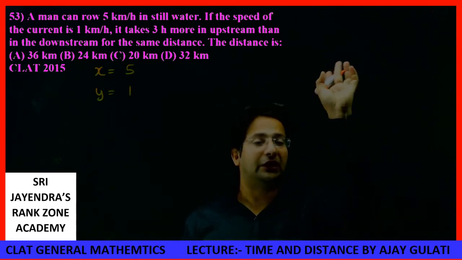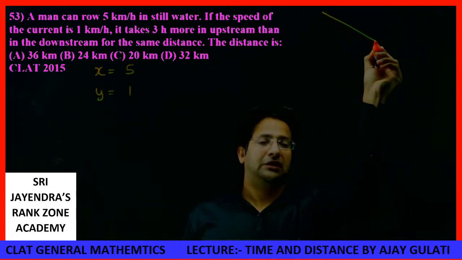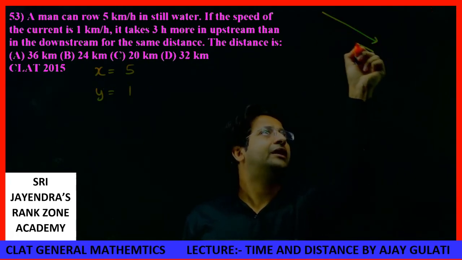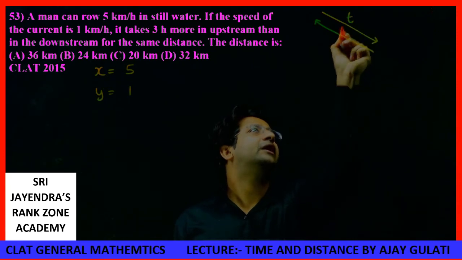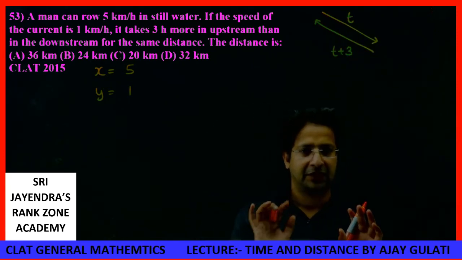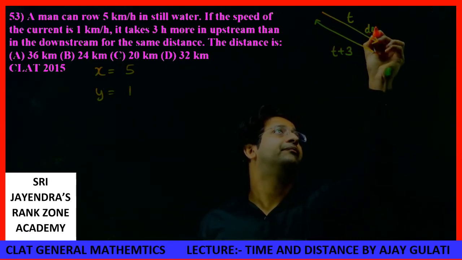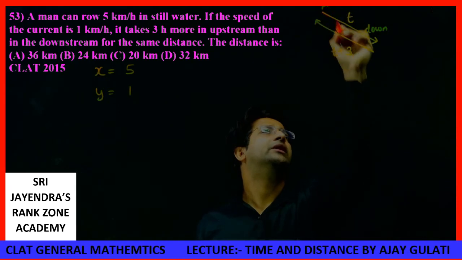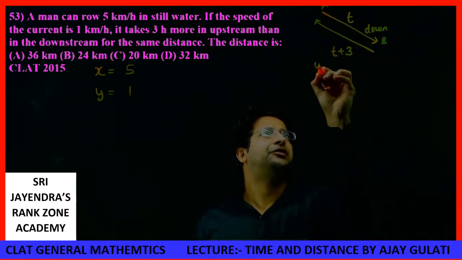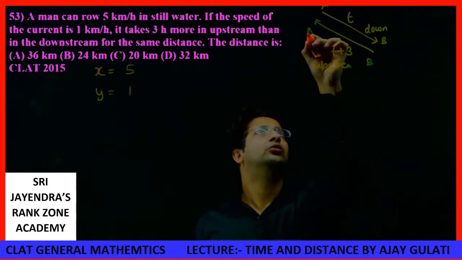So look, what is given to us? A man, suppose, goes downstream, then comes back. If the time here was t, the time here must be t plus 3 hours. Getting it? We can understand this like this is downstream, A to B, and this is upstream, B to A.